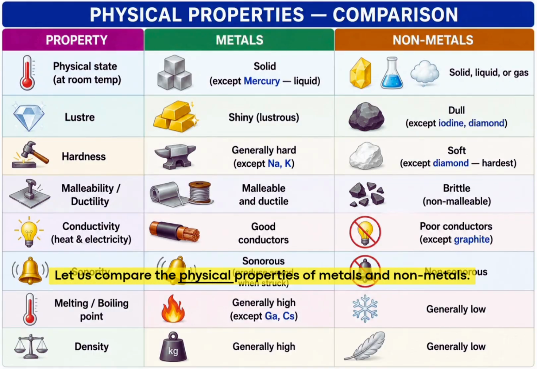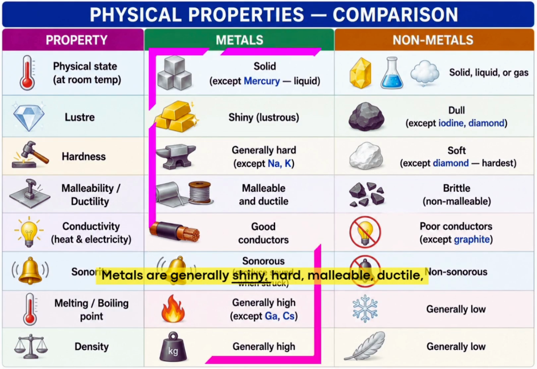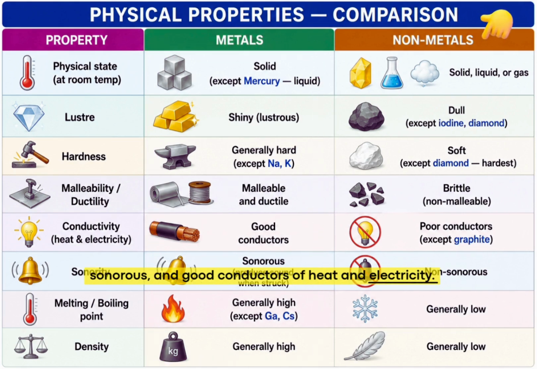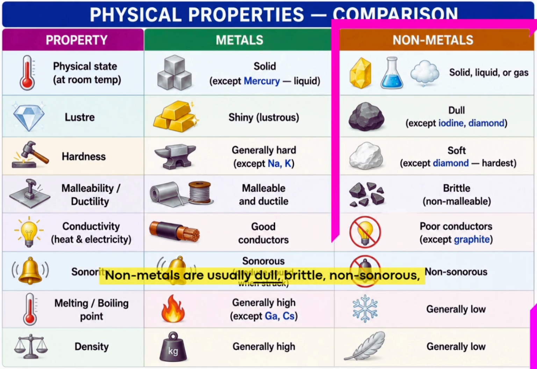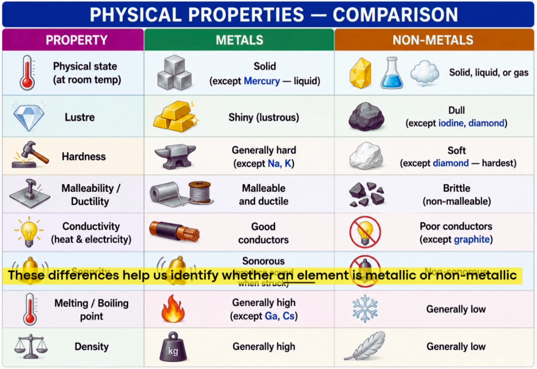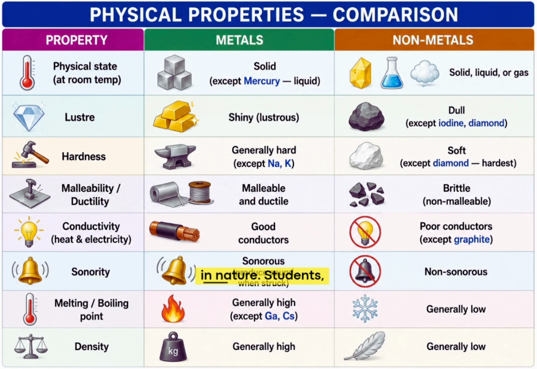Let us compare the physical properties of metals and nonmetals. Metals are generally shiny, hard, malleable, ductile, sonorous, and good conductors of heat and electricity. Nonmetals are usually dull, brittle, non-sonorous, and poor conductors. These differences help us identify whether an element is metallic or non-metallic in nature.